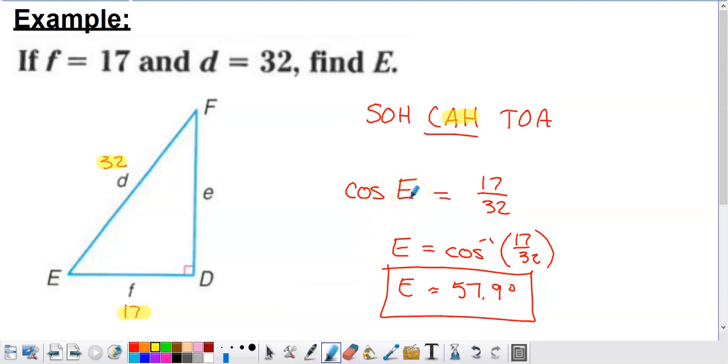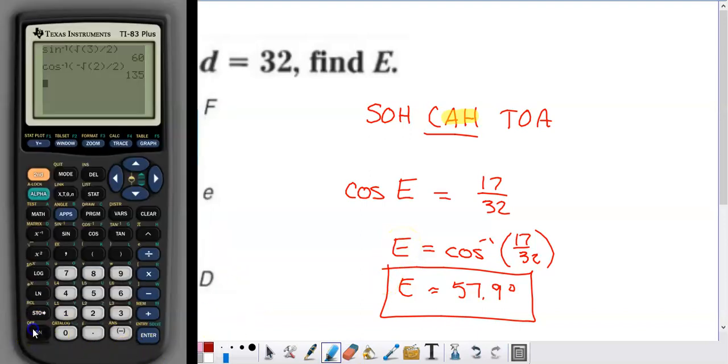To isolate capital E here, I'm going to have to undo the cosine function. What I use to undo the cosine function is the inverse cosine function. So when I apply inverse cosine to cosine, they cancel with each other, and I'm just left with capital E. And then in my calculator, I do have to double check and make sure that I'm in degree mode. You might be measuring in radians, so pay attention to what your book or your professor is asking you to do. Right now, ours is asking us to deal with degrees. So we've got our calculator in degree mode, and we've double checked that.